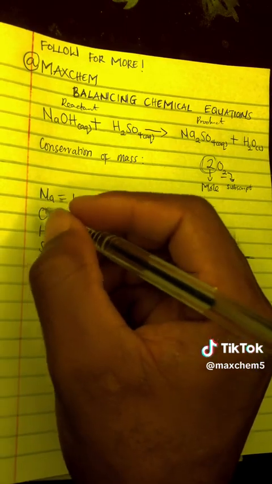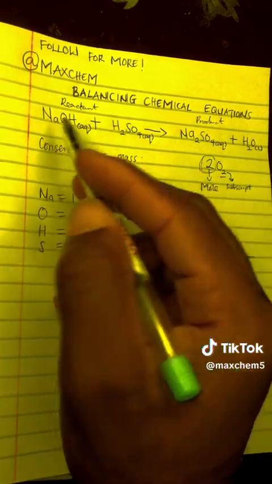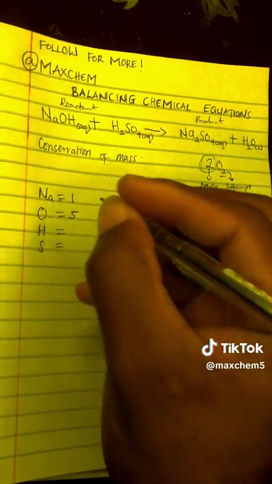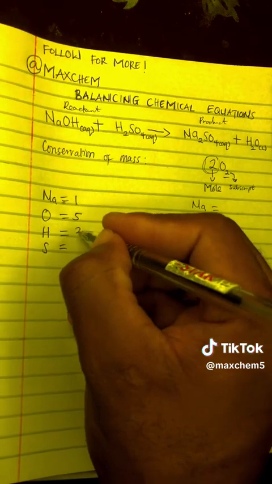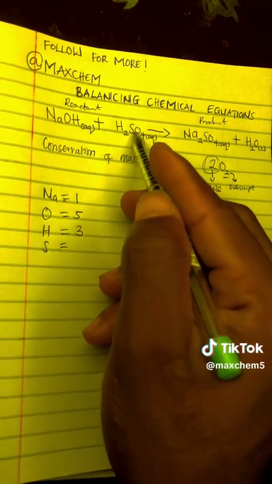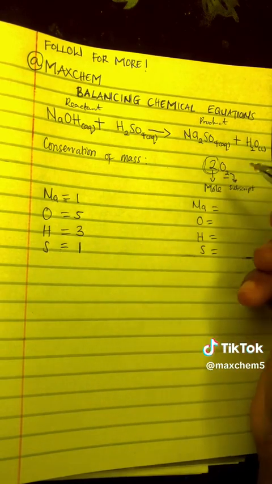Here, how many atoms of oxygen do we have? We have 1 here, and we have 4 here. You can see 4. So 4 plus 1 is 5. Hydrogen, we have 1, and this is 2. It makes 3. And for sulfur, we only have 1 sulfur atom. So now let us go to the product side.